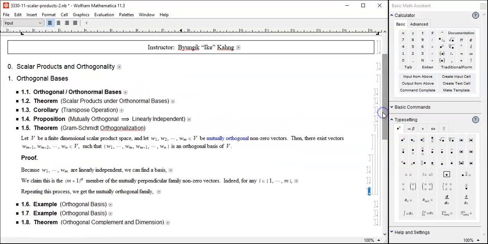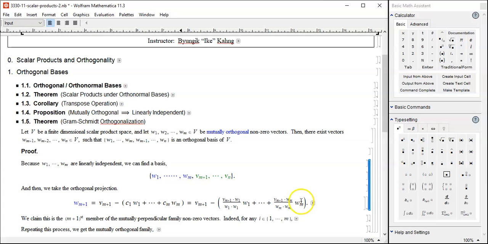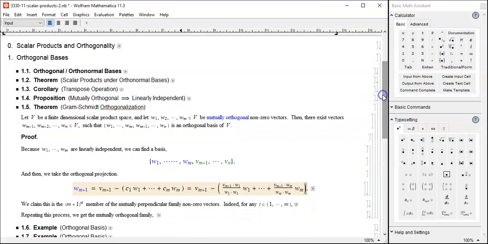Not only did we prove that orthogonal bases exist, but we actually found the computational formula, how to find it. This formula, by the way, is recursive and it's tedious for humans, but computers can handle it in no time. That is called the Gram-Schmidt orthogonalization formula.